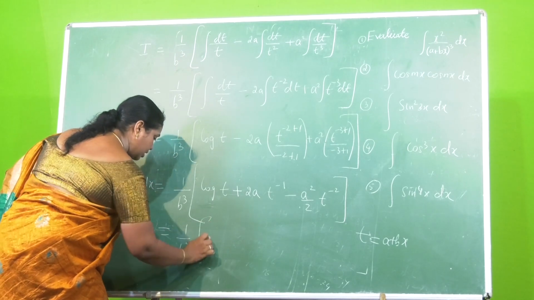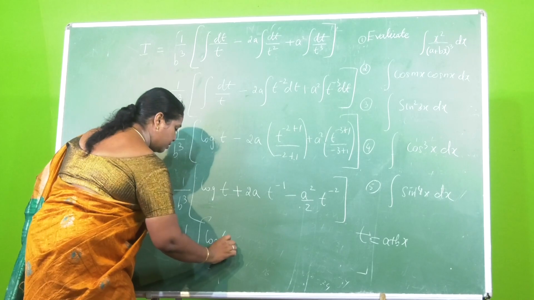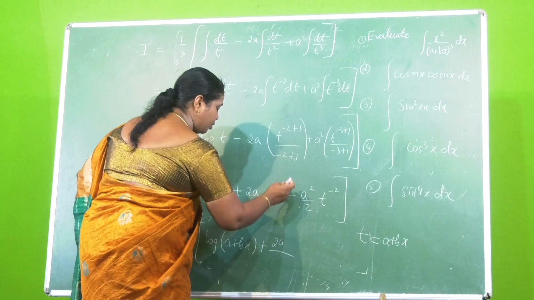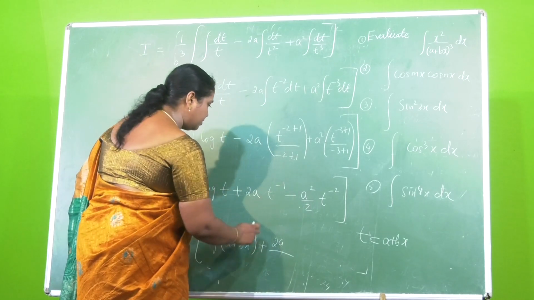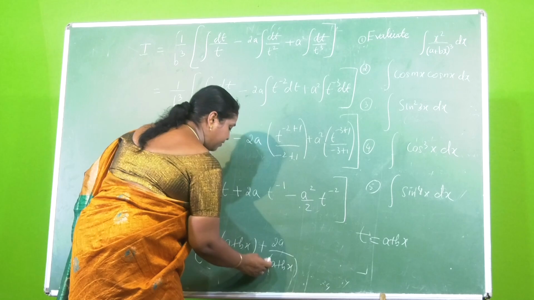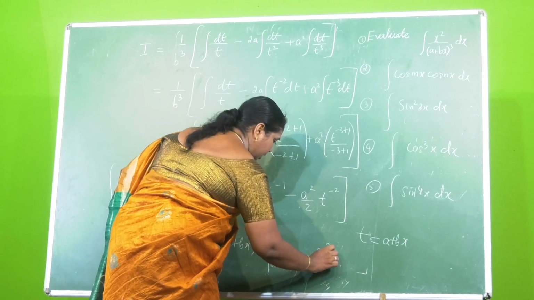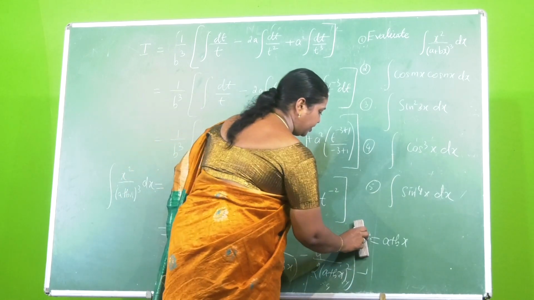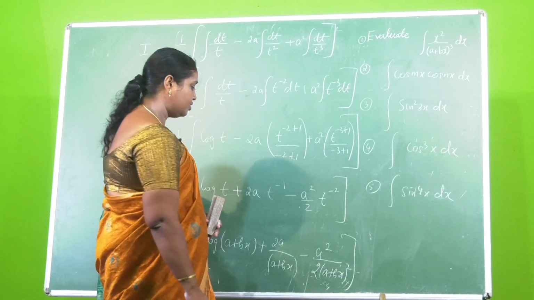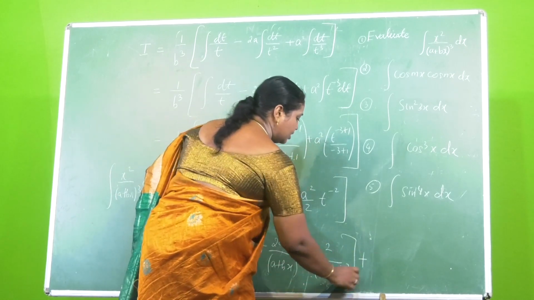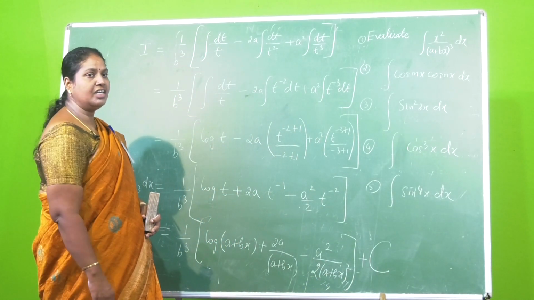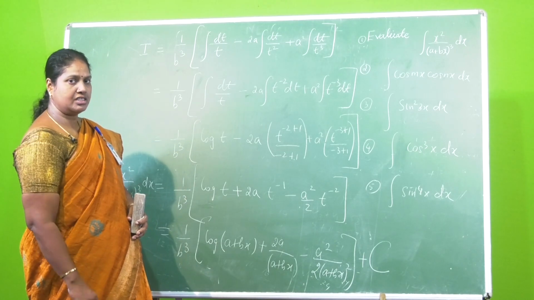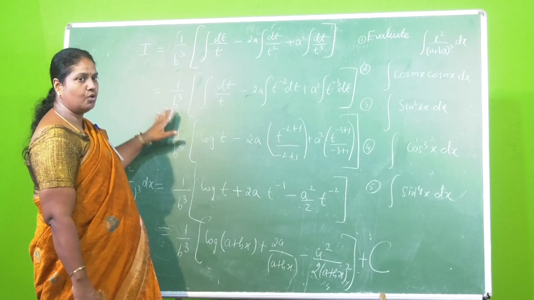1 by b cube into log of a plus bx plus 2a. This t power minus 1 will become a denominator term, so it is nothing but 2a divided by a plus bx. So here also a square by 2 times a plus bx the whole square. So we did all the calculations. This one is the final term. So we have to put the integrating constant capital C here, and you may write where C is the integrating constant. Okay. So the first sum is over.